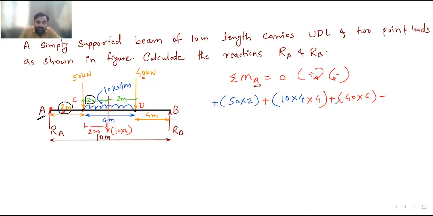And lastly, minus for this RB, because it is moving upward. So when you rotate it about the point A, it will rotate in anti-clockwise direction. So this is minus. What is the distance? Total A to B distance is 10 meter. So I can write here minus 10 RB is equal to 0.